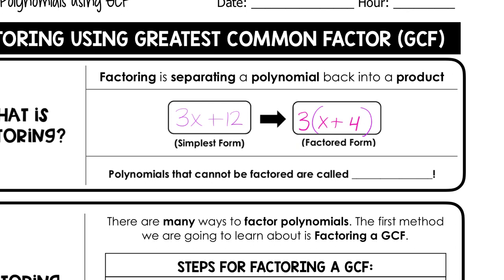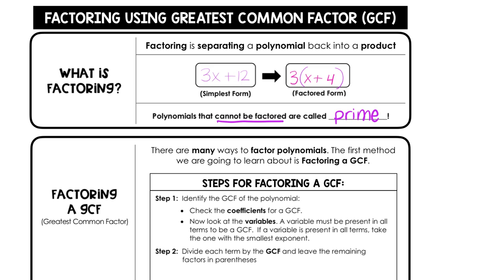We're just factoring out the greatest common factor between these two terms. Now, sometimes there will be polynomials that can't be factored. You'll see one of those today. If they can't be factored, we're going to call that prime. That's what it's called when it can't be factored.